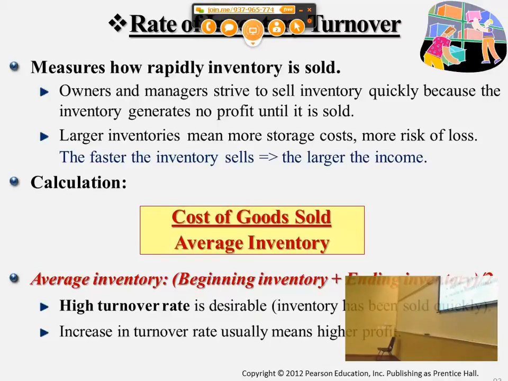Okay, so for these problems, for using this ratio, the problem typically will tell you what is the beginning inventory level, what is the ending inventory level, and what is cost of goods sold expense in total. What you need to do is average out inventory, use it to divide cost of goods sold. That will tell you how many times the cost of goods sold value exceeds the inventory average level. And again, the higher the better.